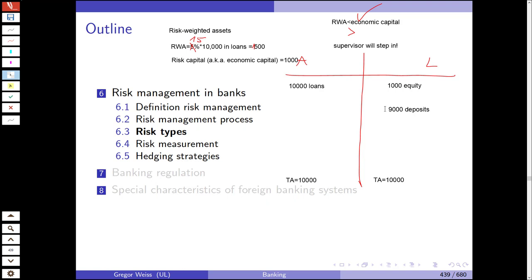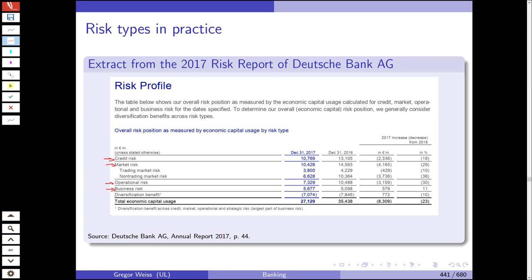And the supervisor will prevent the bank from giving out additional loans because the risk-weighted assets are too high. In other words, the risk on the balance sheet of the bank is too high. Now, you can say this is risk-weighted assets, or you can also say we want to measure the required economic capital for this asset position. And this is why on this slide you can see the necessary economic capital, or the economic capital usage, for the risk-weighted assets on the balance sheet of Deutsche Bank.